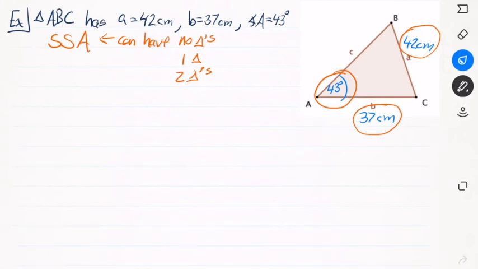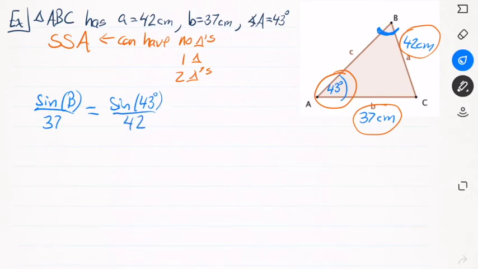All right, so let's set up what we can. Now, what we're going to be looking for here is an angle. Because I have side A and side B, the only angles I can work with are angle A and angle B. So I'm going to have to find angle B first. There is no way of finding angle B other than the law of sines. So I'm going to do sine of angle B over its opposite side, which is 37. Now notice I'm flipping the formula here because I know I'm looking for an angle. It is equal to sine of A, which is 43 degrees, over side A, which is 42 centimeters.